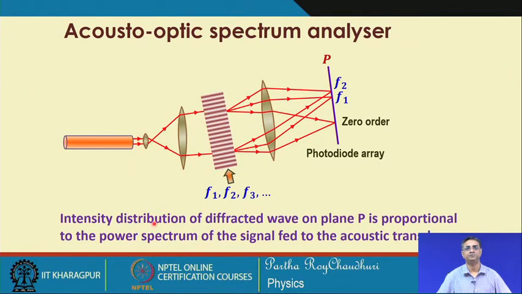For example, if you feed this acousto-optic modulator with acoustic frequencies f 1, f 2, f 3, then they will be focused at different points on this plane P. So, the intensity distribution of the diffracted wave on a plane P is then proportional to the power spectrum of the signal fed to the acoustic transducer.